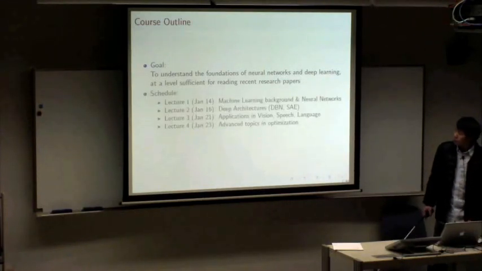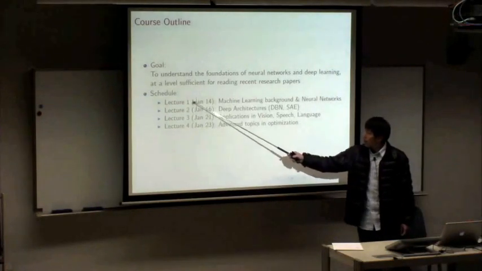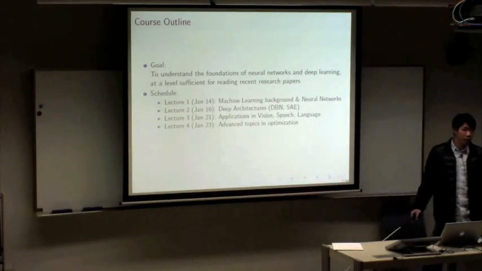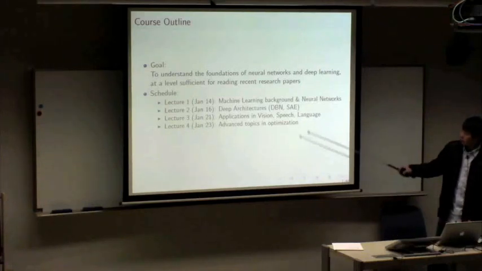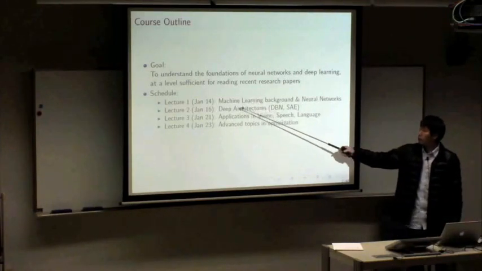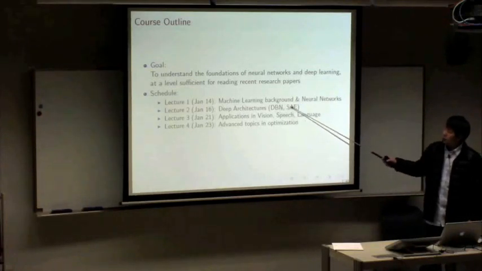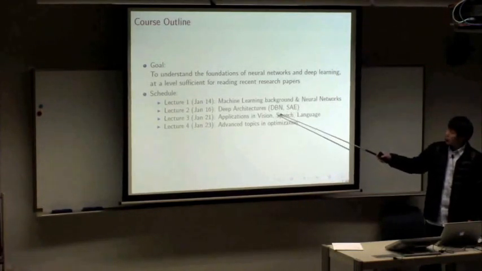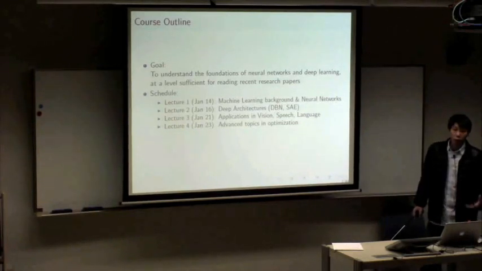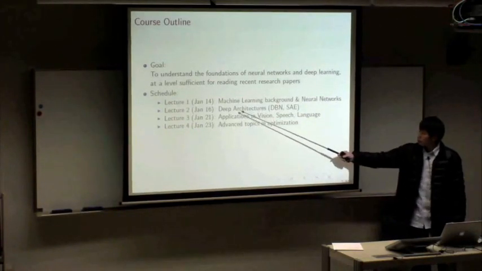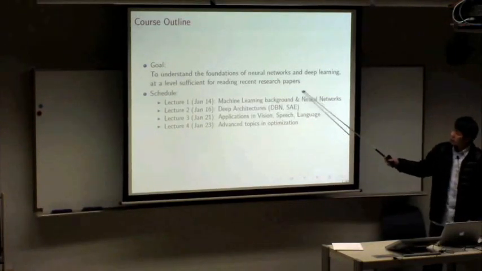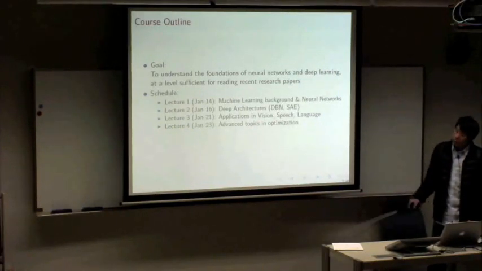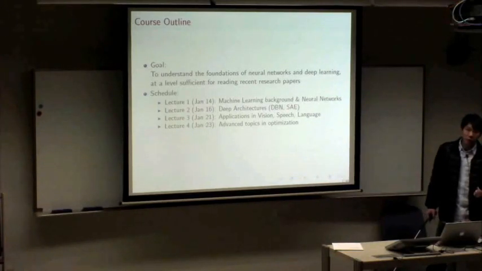Okay. So here's the schedule. Today, lecture one, we're going to talk about some machine learning background in neural networks. This might be review for some of you, but hopefully we'll be on the same page after this. Okay. And next lecture, we'll actually start talking about deep architectures, in particular two types: one is called deep belief networks, DBNs, and one is called stacked autoencoders, SAE. These are what people are excited about these days. Okay. So in the second lecture, we'll use what we learned in the first lecture and try to build these deep architectures. And in the third lecture, we'll go into applications, in particular computer vision, speech recognition, and language modeling.